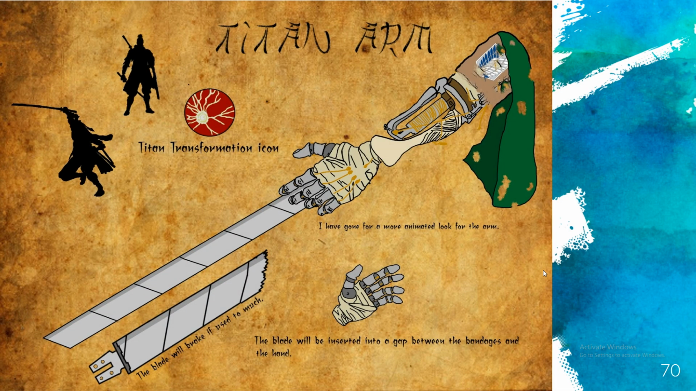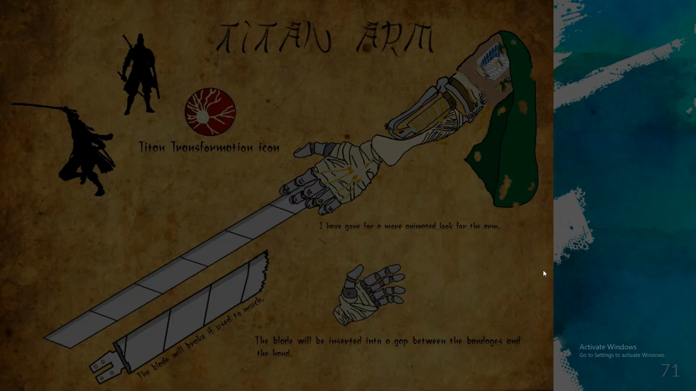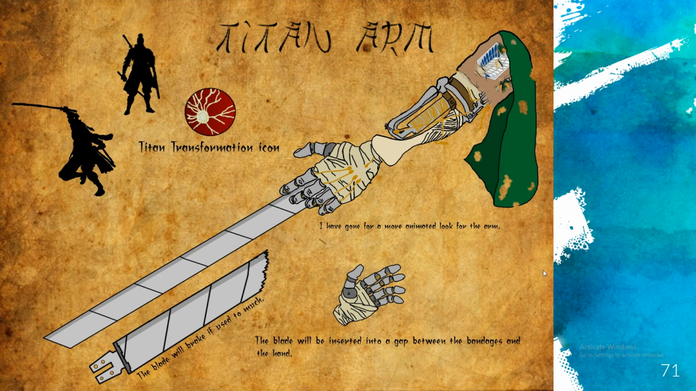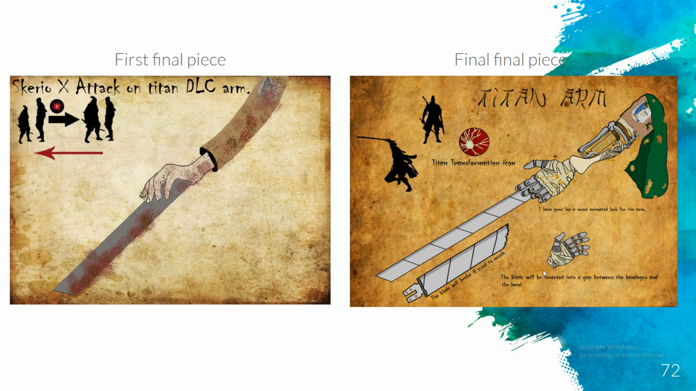I changed the background on the transformation icon to red rather than a skin tone colour, and then again I changed it to include a gradient. And here we have the first piece with the final piece.